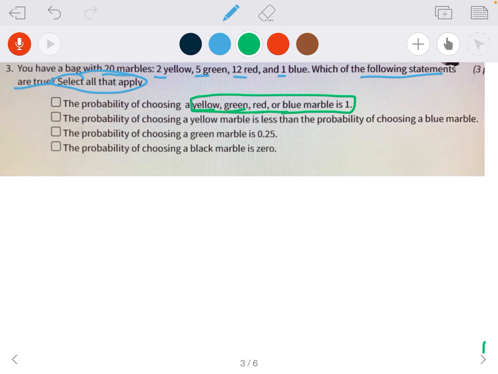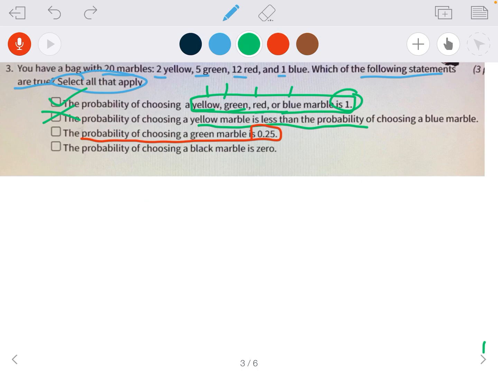Well, the probability of choosing a yellow, we're only choosing 1 when we draw it. So this is true. The probability of choosing a yellow marble is less than the probability of a blue. Well, we just said they're all 1, so this is not true. I wouldn't select it. The probability of choosing a green marble is 0.25.